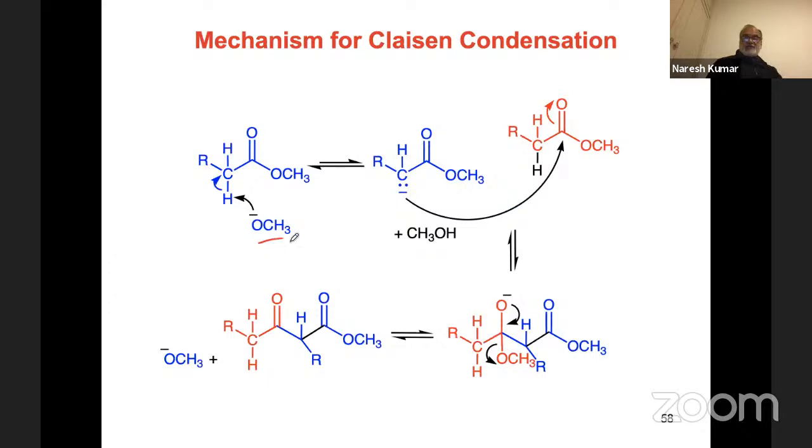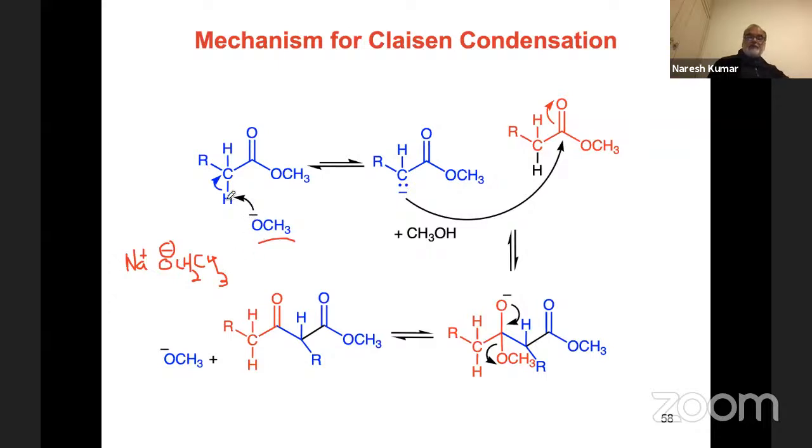This is a sodium methoxide rather than sodium ethoxide. It can be sodium ethoxide as well. It doesn't matter. We've been talking about sodium ethoxide, OCH2CH3, before as a base. Sodium methoxide is equally good. Sodium methoxide is made from sodium and methanol, and this is made from sodium and ethanol. So either of these two is fine.